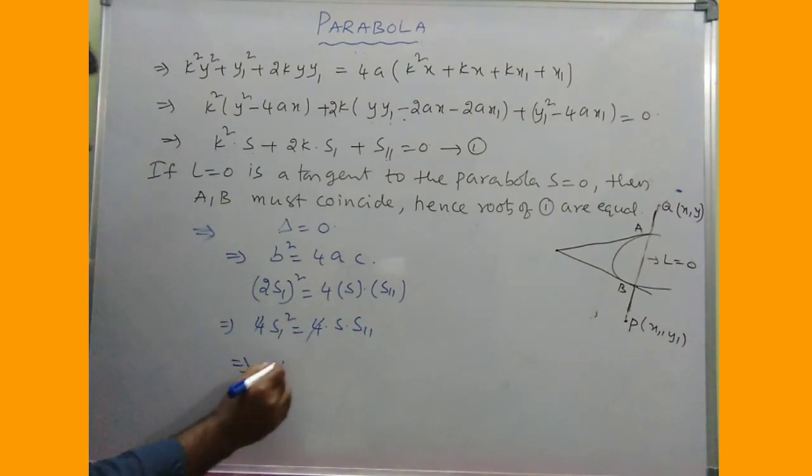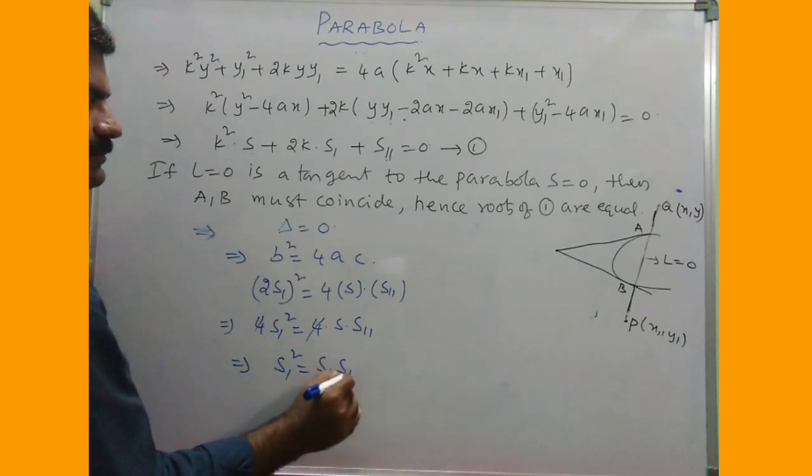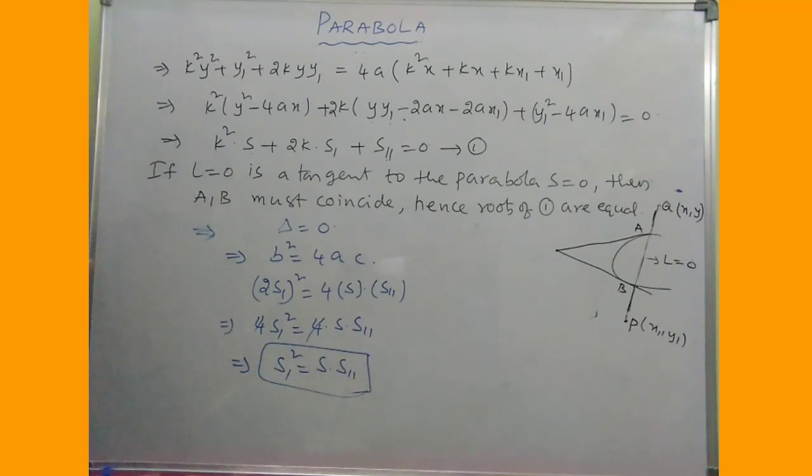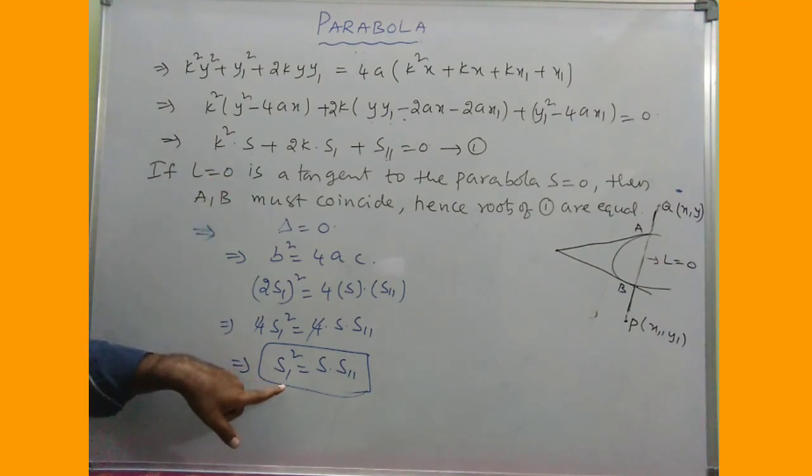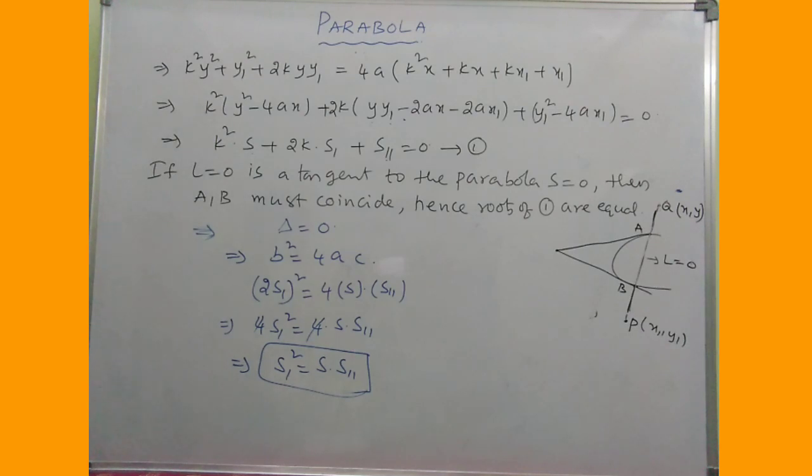4 gets cancelled. Hence, the equation of pair of tangents, isn't it? Because you see here, it is a second degree equation. If it were a single tangent, we would have got a linear, first degree equation only. But we got a second degree equation. That means it is the combined equation of the two tangents. The combined equation of two tangents can be considered as the equation of pair of tangents. So what is the equation of pair of tangents now? S1 square is equal to S into S11.